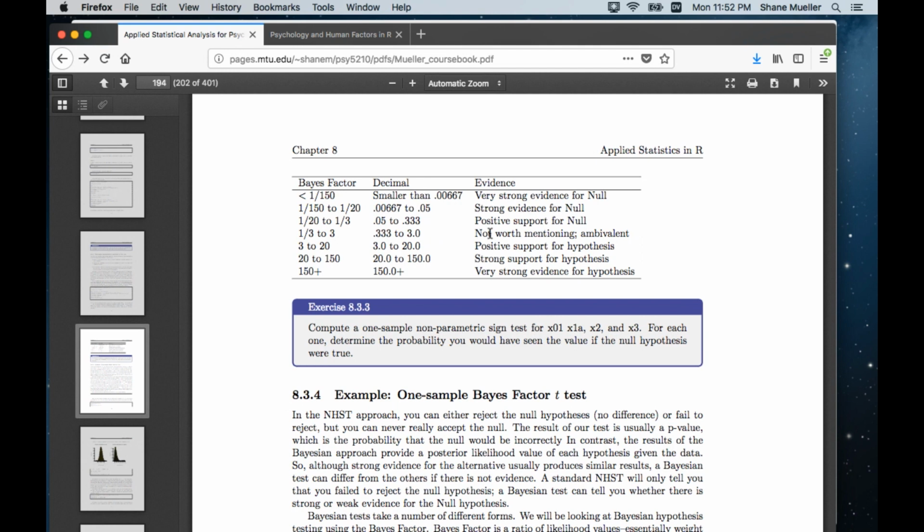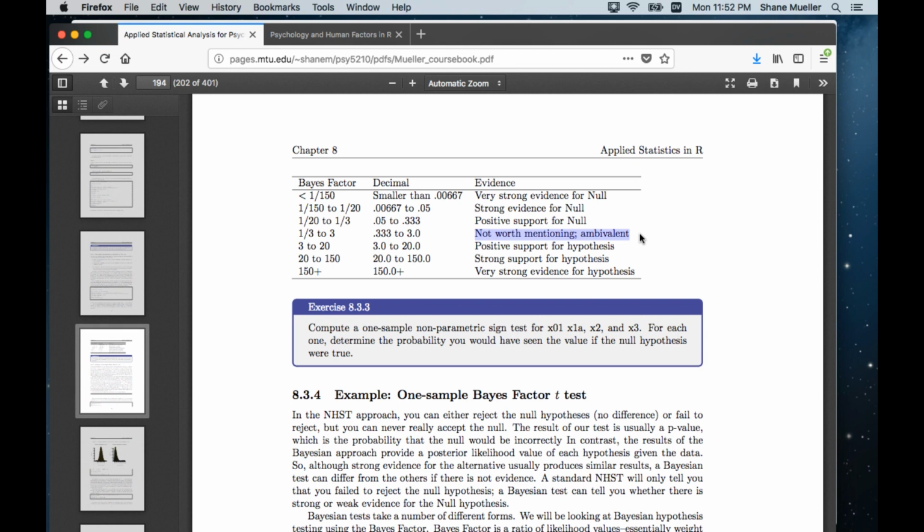Now you should note that there is this mid-region between 3 and 1/3 that is an area of ambivalence. So this is something you don't get out of a null hypothesis test. If you don't have enough data to sort of disambiguate the hypotheses, your Bayes factor will be in this area. It'll be close to 1. It won't be much larger than 1 or much smaller than 1. And here you just can't tell.